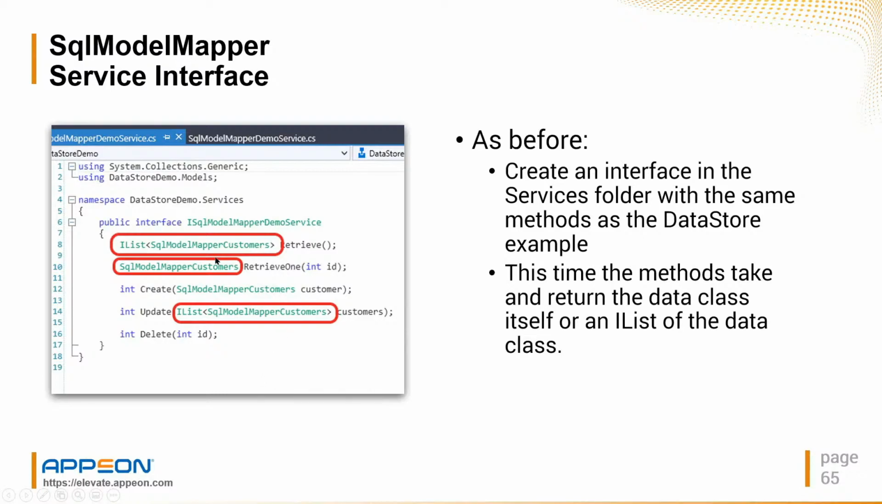The other difference is, remember that the retrieve and the update passed the IDataStore. What we're going to send back now is the POCO class. This is an IList of the POCO class and an IList of the POCO class.